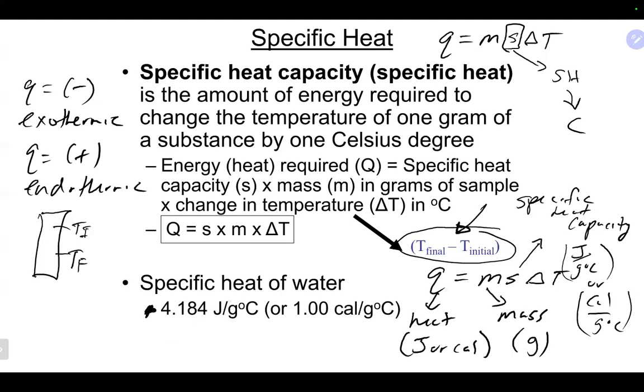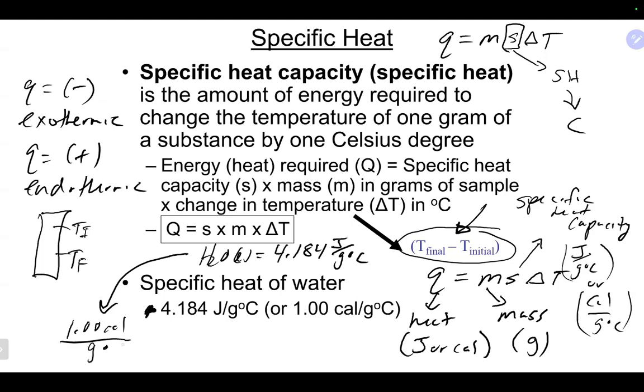The specific heat capacity of liquid water: you do need to know this number, 4.184 joules per gram per degree Celsius, or the calorie version, 1 calorie per gram per degree Celsius. So those are two values that you need to know.